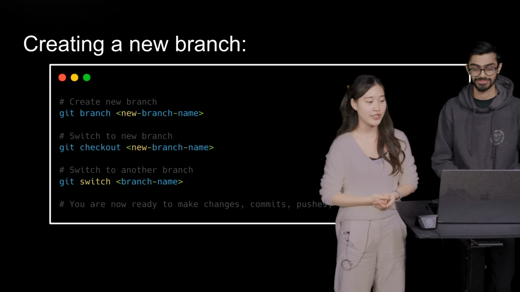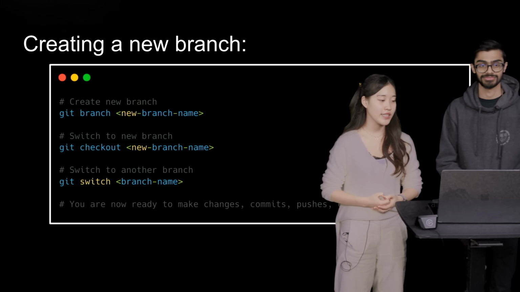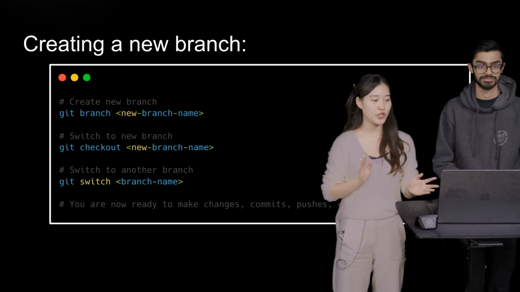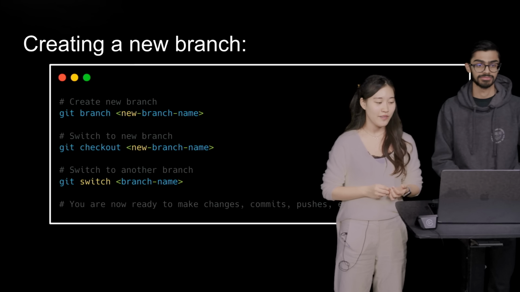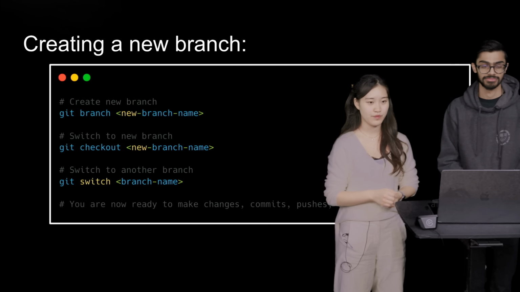Something else to mention is that you can also switch to another branch directly from your terminal. You could call git switch and then write the name of your branch, and that'll allow you to switch between the different branches, and from here you'll be able to make changes, commits, and pushes on the new branch.